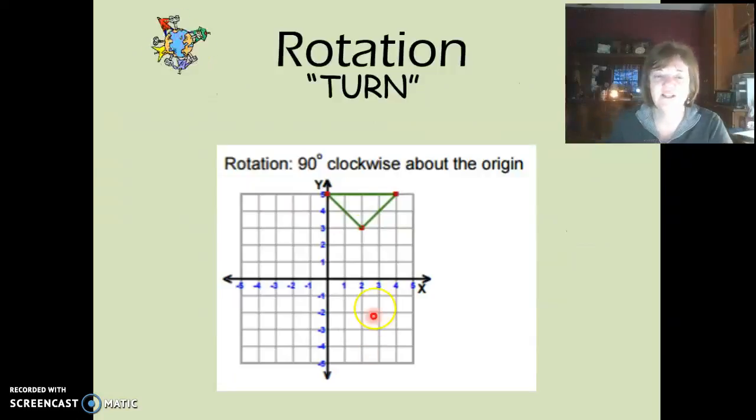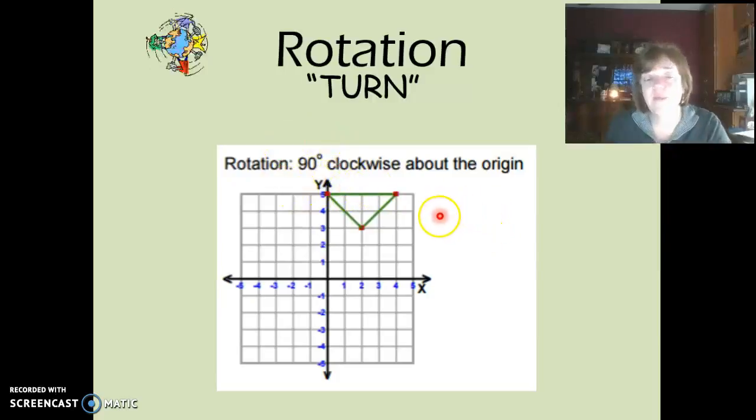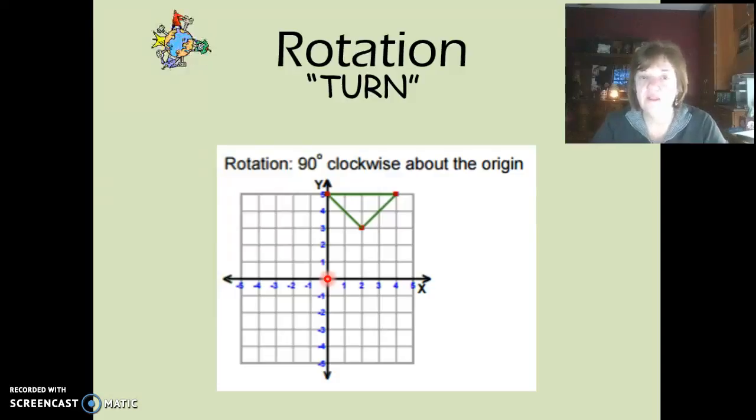Let's take a look at an example. This says to rotate it 90 degrees. Now I'm going to pause here, and I want you to think about this. Right now it's in quadrant 1. If we're going to rotate it clockwise about the origin, which is right here, this is going to be the center of our rotation, and we're going to go clockwise, what quadrant would this triangle end up in when we do our 90-degree rotation around the origin? Answer that for me right now.